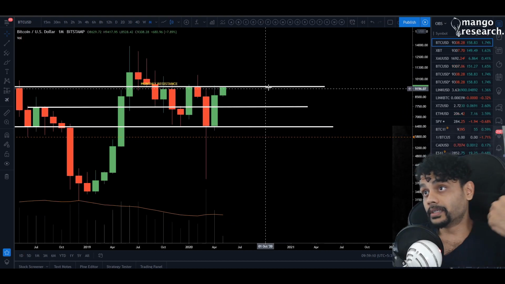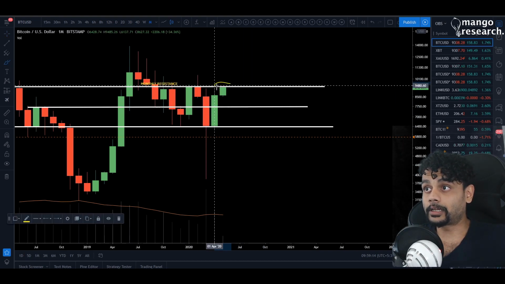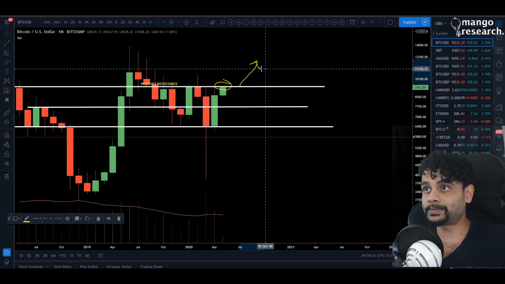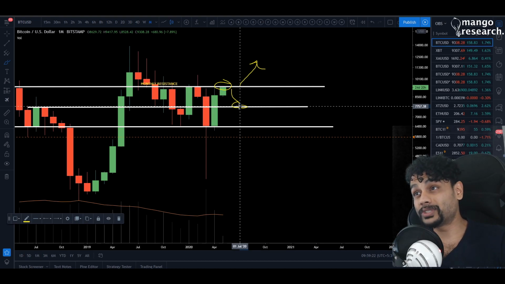Now, here's how we are looking to play it, right? Based on how the monthly closes. If the monthly closes above this level, we can look for further upside. If the monthly gets rejected over here, the next major level is the middle of the range, around 7,800, 7,700.